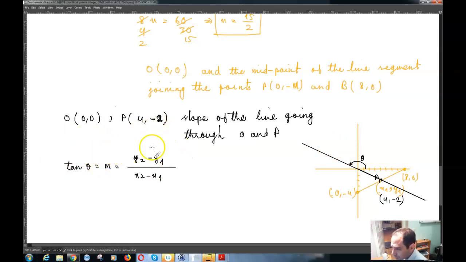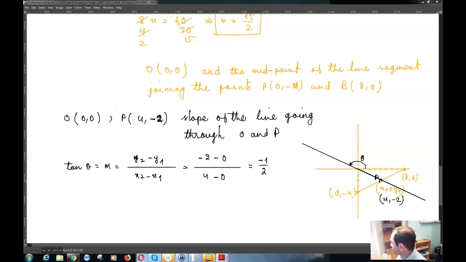Now you can write this as y2, for example -2, minus y1, which is equal to 0, over x2 minus x1, which is 4 minus 0. And that's equal to -1/2.